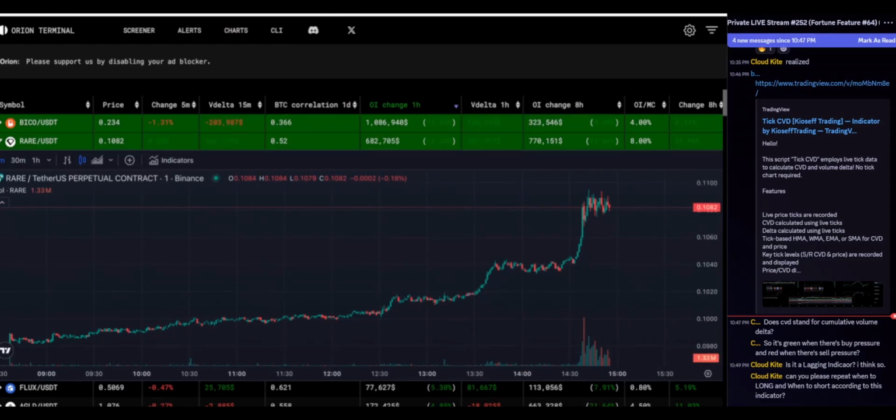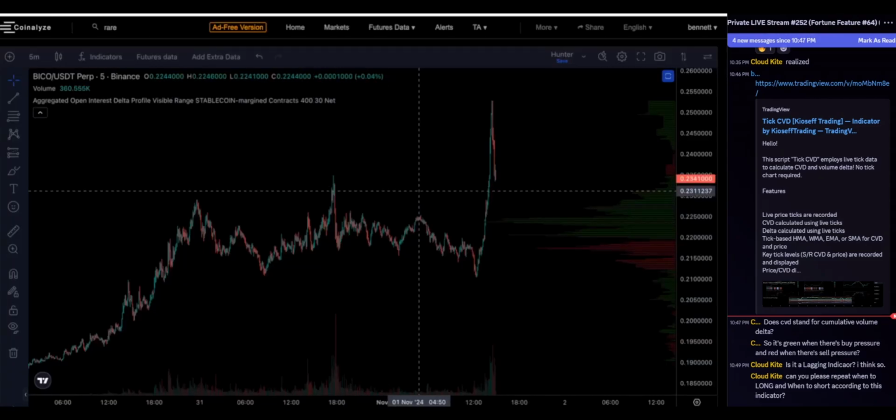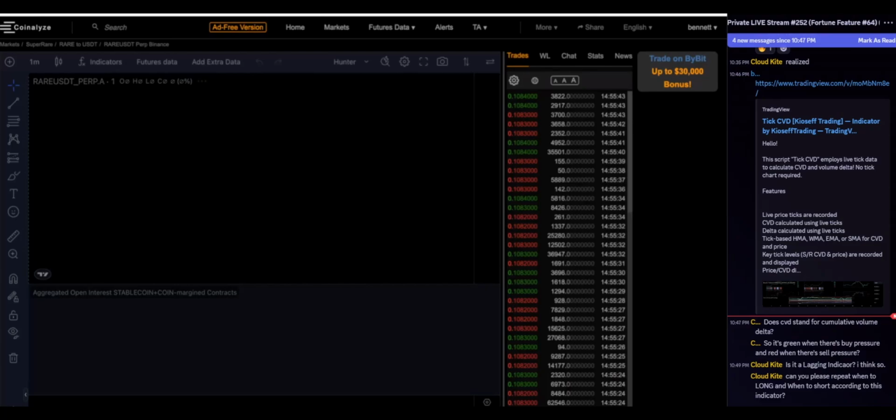This coin looks interesting. Rare USDT. This looks interesting because it says it has a high correlation, but it's not really looking like it has a high correlation, which is good. So let me go look at Rare USDT.